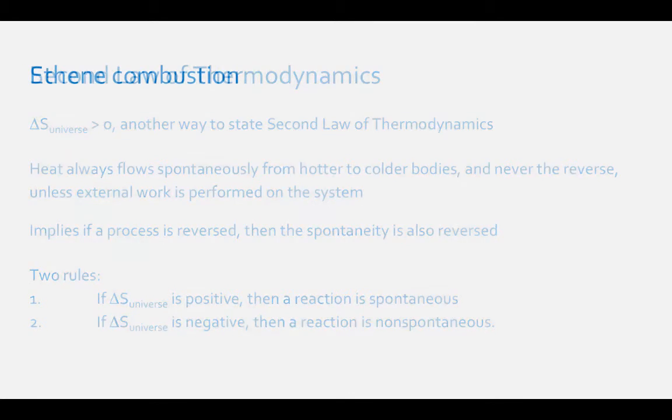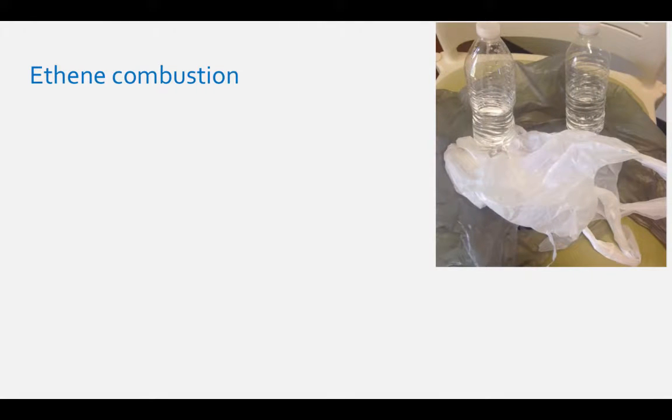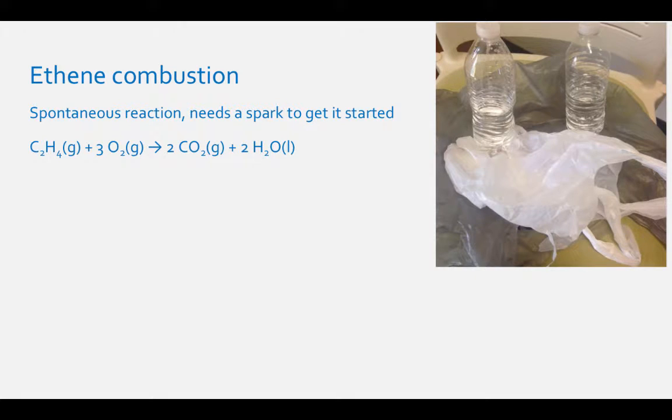If you ignite ethene, an important precursor of plastics, at temperatures below 100 degrees Celsius, this would be an example of a spontaneous reaction that needs a small outside force to get it started. The formula of ethene is C2H4, and if you combust it with oxygen, the products will be CO2 and H2O. The reaction will be written as C2H4 gas plus 3O2 gas results in 2 CO2 gas plus 2 H2O liquid. As written, this reaction consumes 4 moles of gas and produces 2 moles of gas.